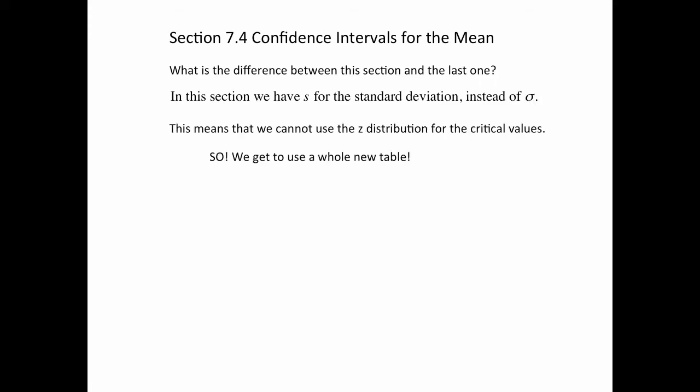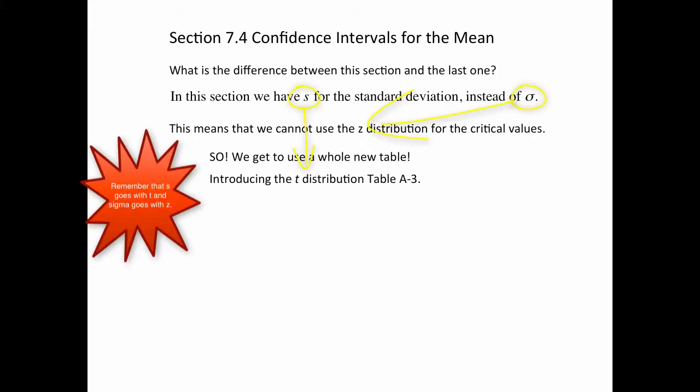Consequently, we can't use the z-distribution. We need to use another one. Great news, we get to use a whole new table. Woohoo! It's called the t-distribution, and that's table A3.